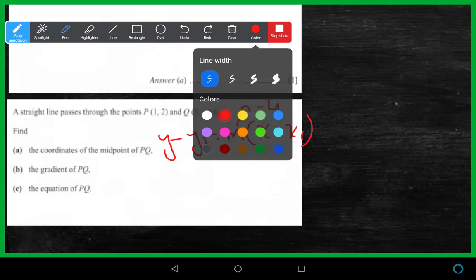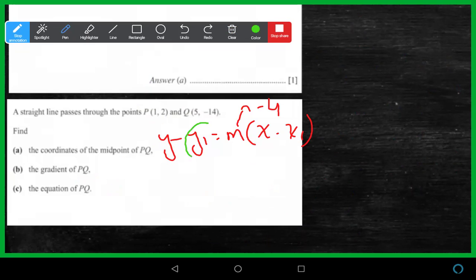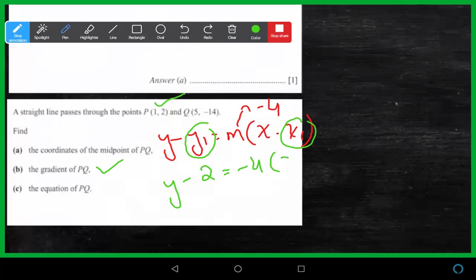And what about y1 and x1? Because we need to put the values of x1 and y1. So x1 and y1 will be 1 comma 2. So replacing, y1 will be 2. Gradient is minus 4, which we found in part B, and x1 will be 1. So now we just need to simplify this. Minus 4 multiplied by x minus 1 gives minus 4x, and minus 4 multiplied by minus 1 will be plus 4. Remember, make sure that your x value will be positive.